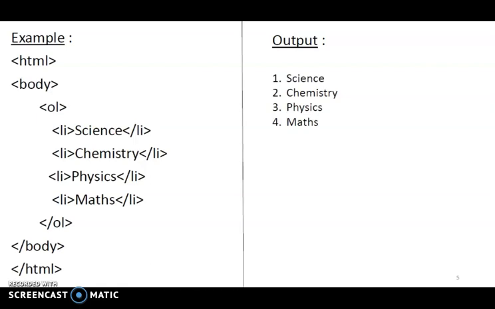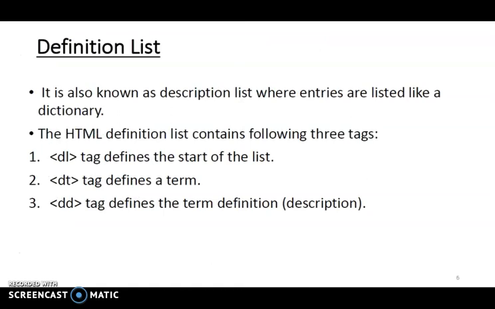Now see, your third type of list is your definition list. The definition list is also known as a description list. The description list is a list of terms with a description of each item. The definition list contains three tags.